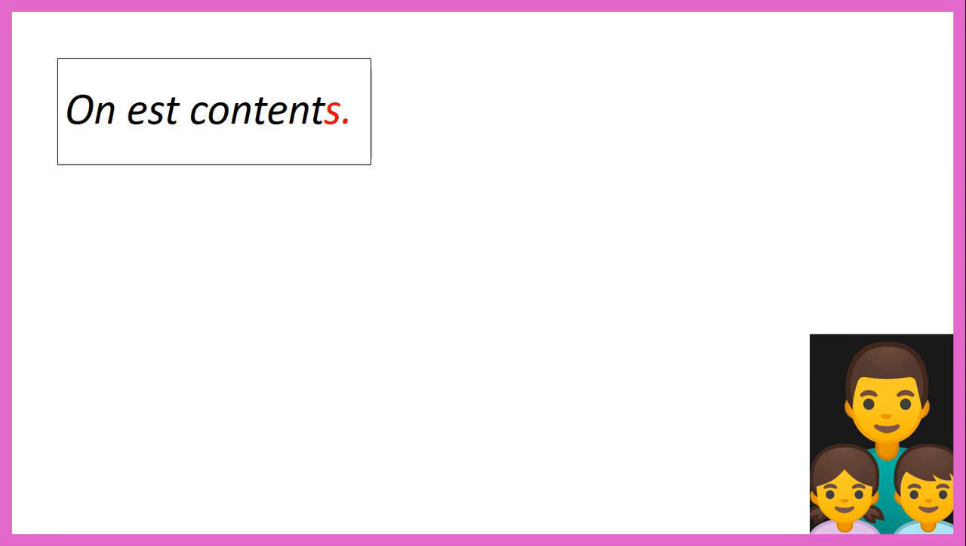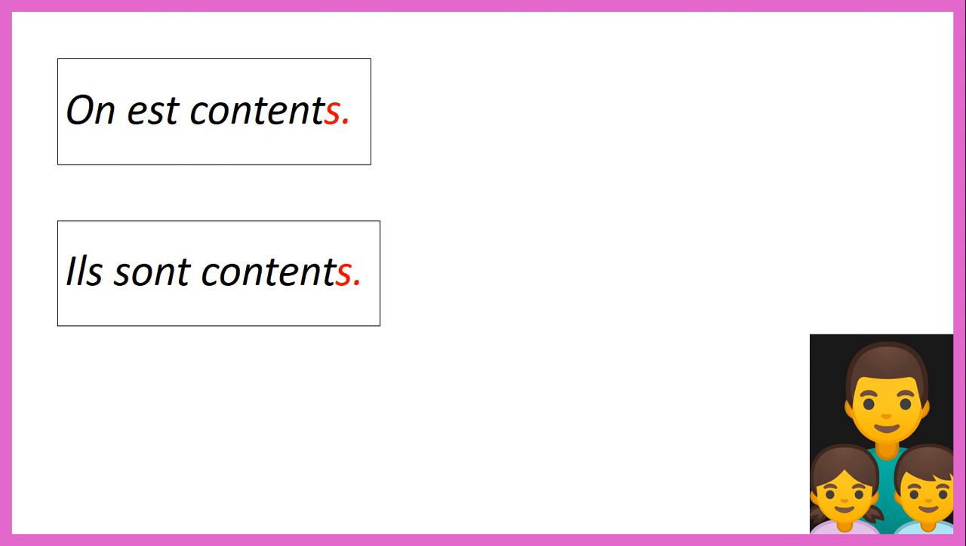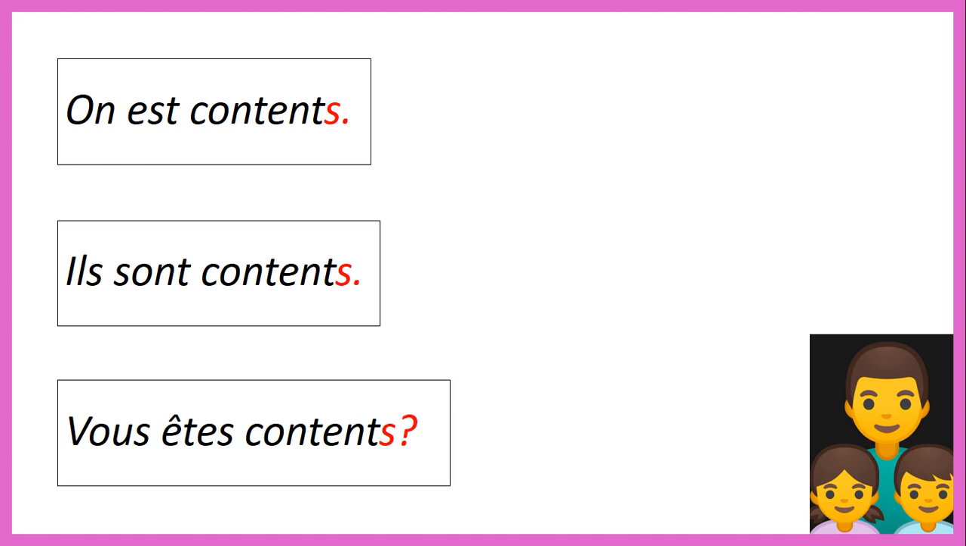If I change the subject, here I have a man with two children, so the gender is masculine plus feminine. We say, on est content. So here the plural form would take a masculine form, only the S. Ils sont contents. I'm speaking about them. They are content. Or I'm asking them the question, vous êtes content? Again, the same thing. Content only has an S.